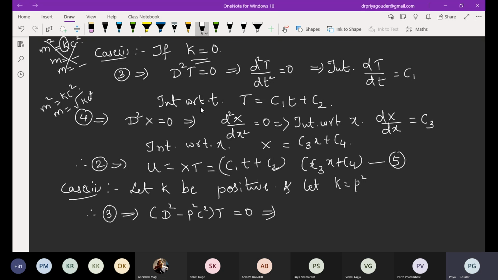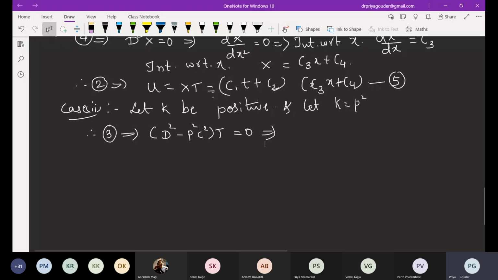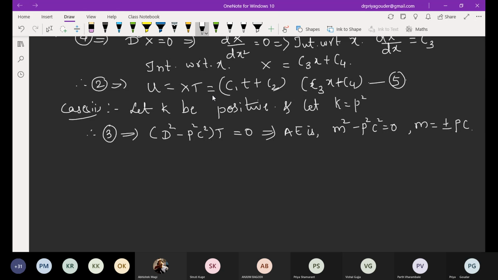This is a second order differential equation. We can solve it by taking the auxiliary equation and, depending on the nature of the roots, we can write the CF. Tell me what is the auxiliary equation? M square minus P square C square equal to 0. What is M? Plus or minus PC. Am I right? Tell me which case is this? We have 3 different cases for the nature. Real and distinct.